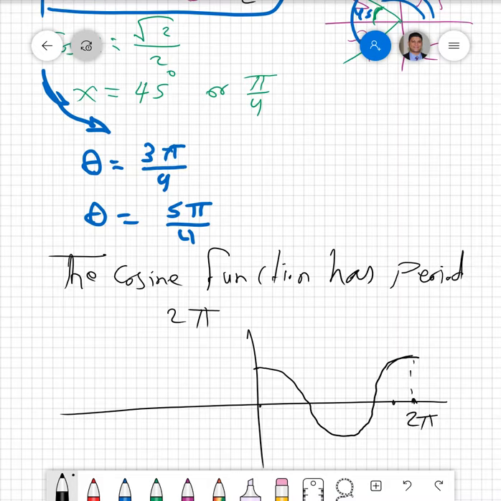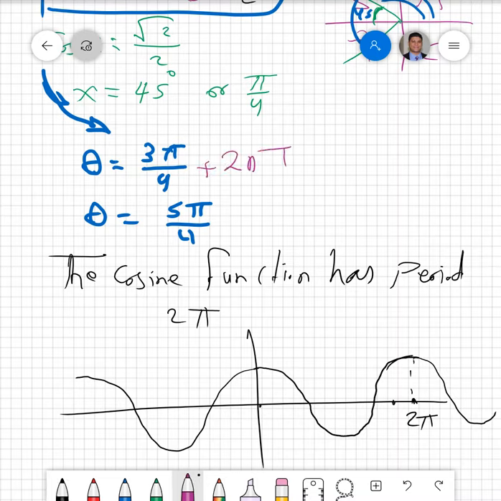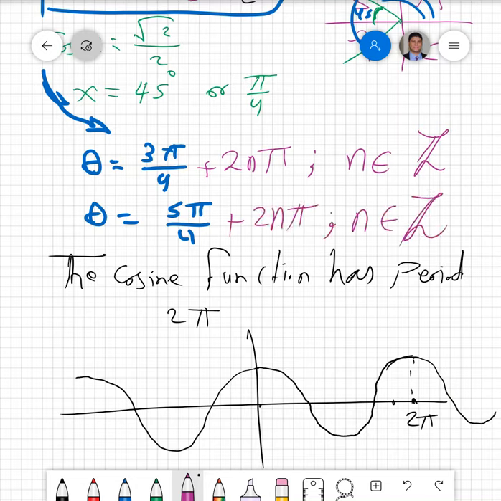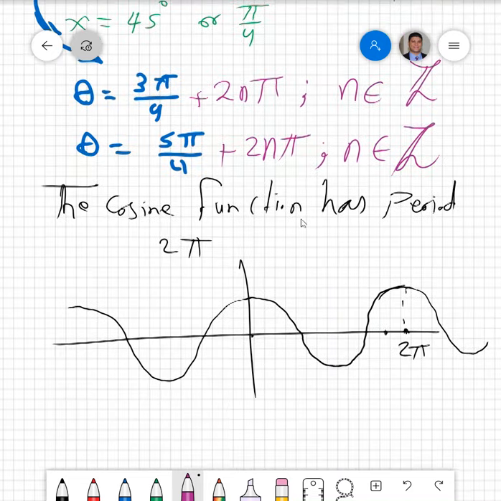So here 2 pi. For each 2 pi we can repeat the graph again and so on. So what are the solutions now? The solutions are 3 pi over 4 plus 2n pi such that n belongs to z. Another example.